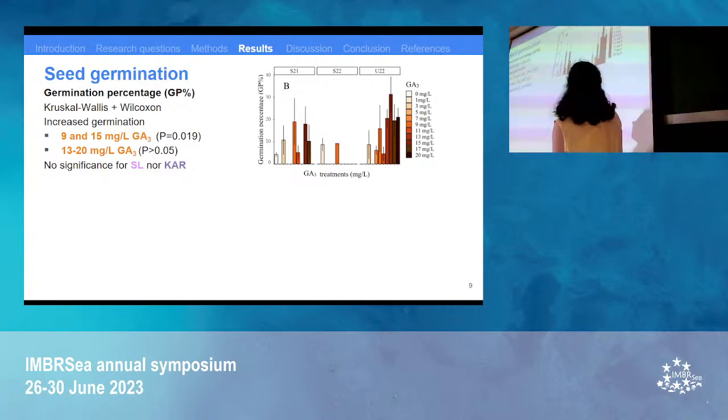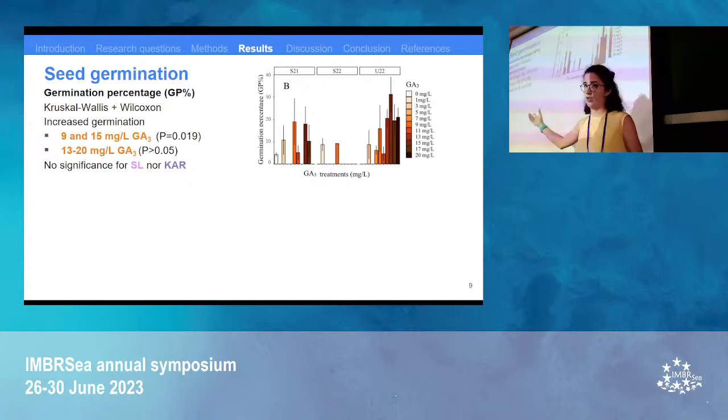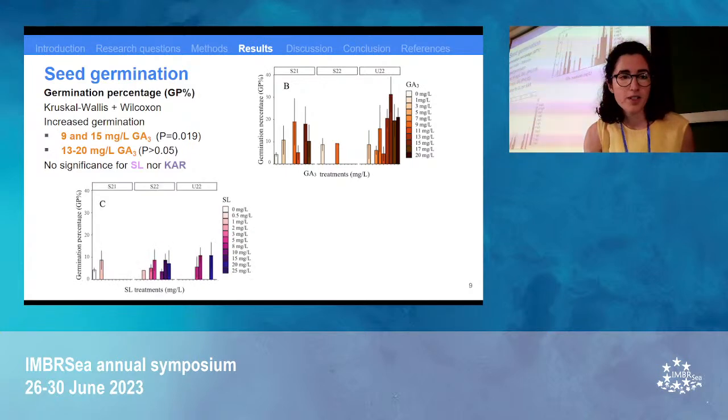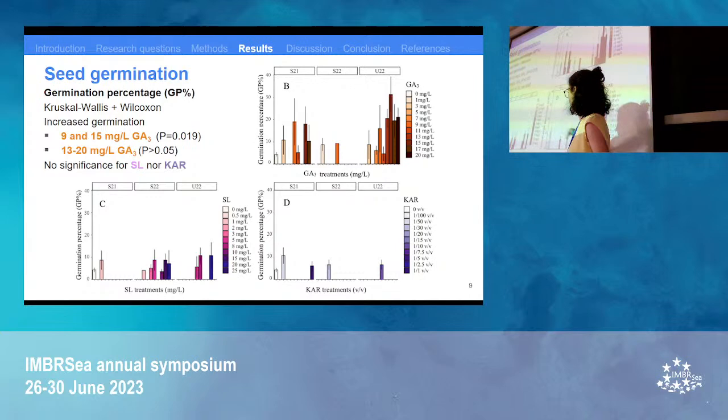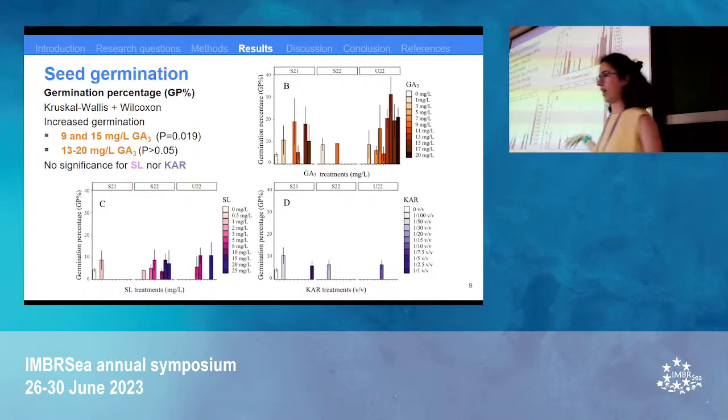So as you can see here, it looks like higher concentrations of GA promote a higher germination percentage. Oppositely, no significance was found for the strigolactone and karrikin application, and the germination percentage was always around or less than 10%.